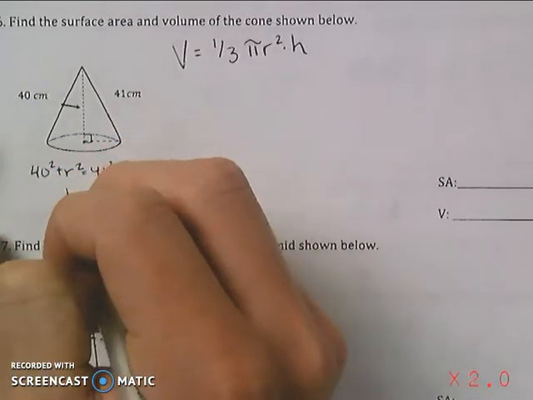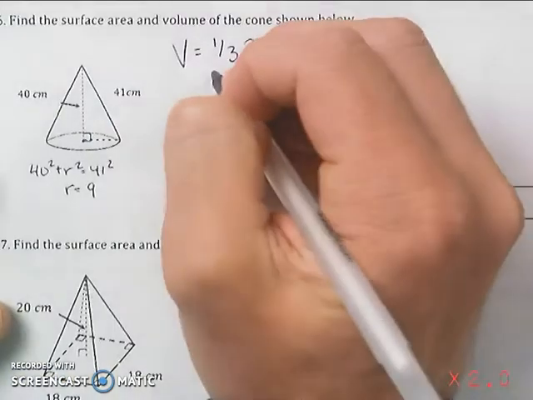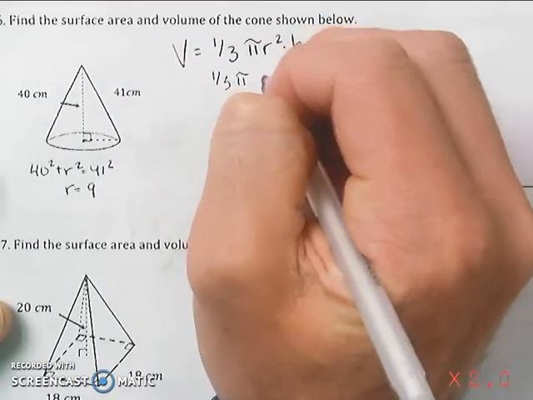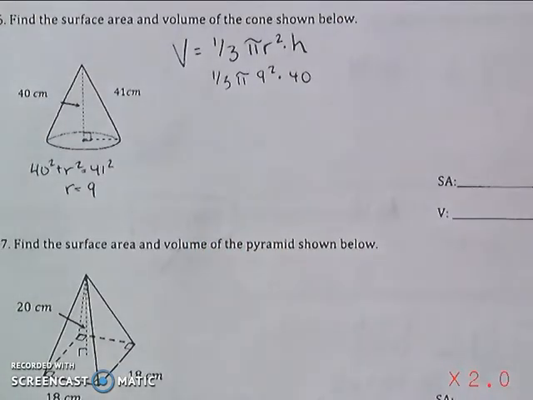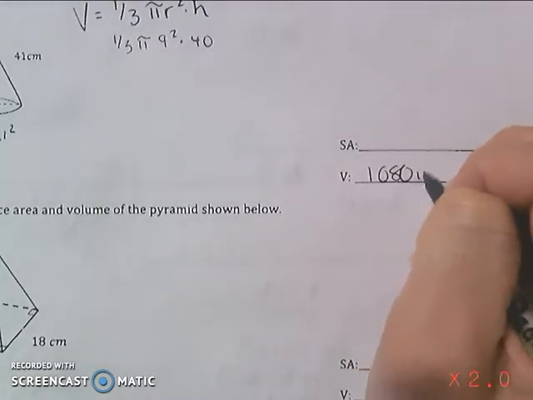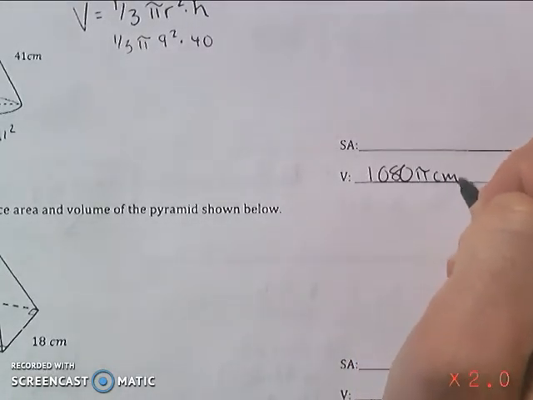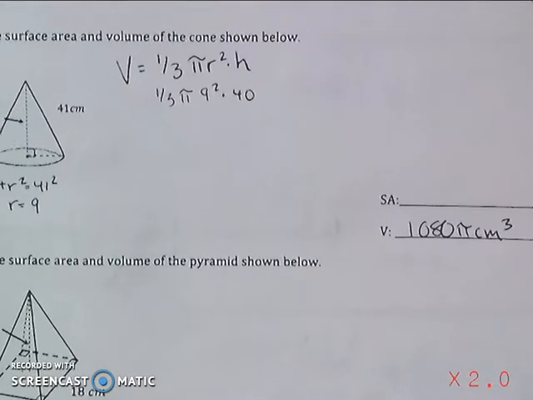Okay, if we do this correctly, we get 9 as my radius. This is going to be 1/3 pi 9 squared times the height of 40. Do that in our calculator, 9 squared times 40, and then we're going to take a third of it, and we're going to get our volume to be 1080 pi, and this is going to be cubic centimeters. Okay? So very important that we know those formulas. All right, let's carry on.